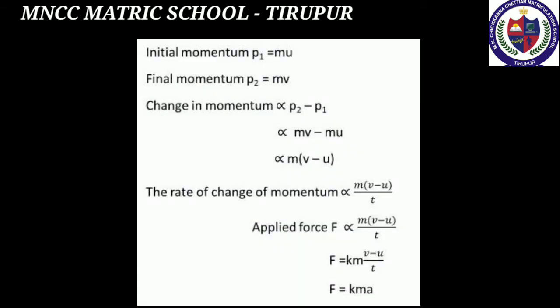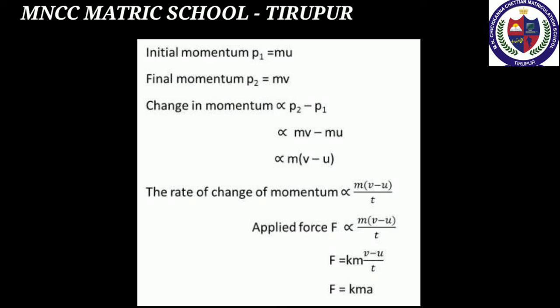If you apply more force to an object, it accelerates at a higher rate. Already I told that linear momentum is equal to mass into velocity. That means P is equal to m into v. So, initial momentum P1 is equal to m into u and final momentum P2 is equal to m into v. Here u means initial speed and v means final speed. So change in momentum del P is equal to P2 minus P1.